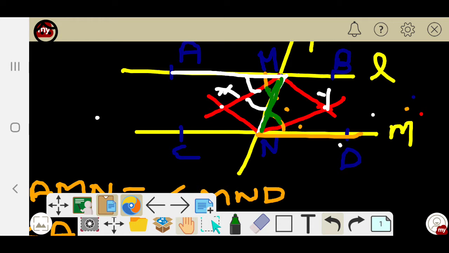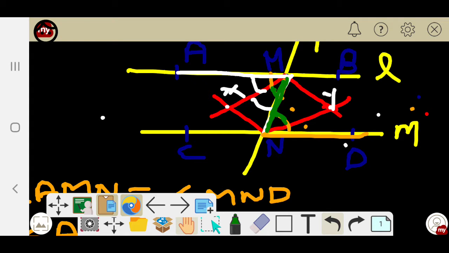First we considered AMN and MND, one pair of alternate interior angles, and from half of those we proved that XM is parallel to NY. The next pair of alternate interior angles is BMN and MNC. Considering those, we will get MY parallel to XN.